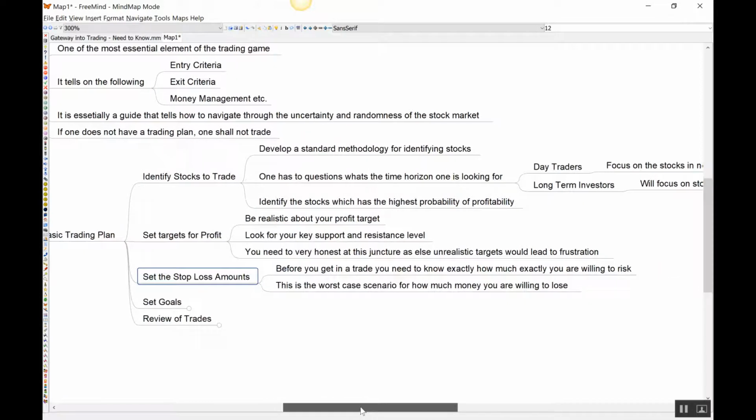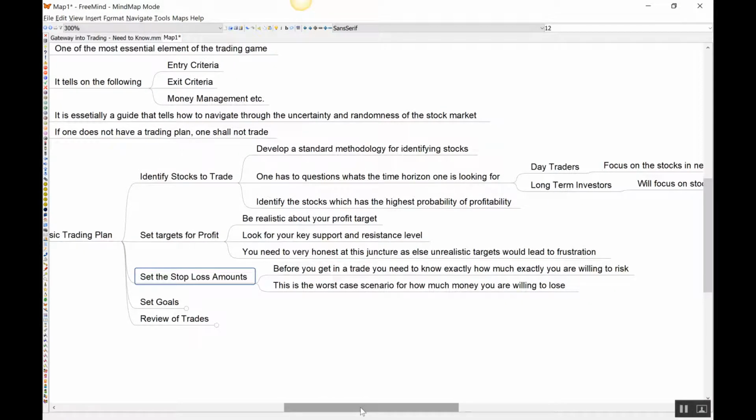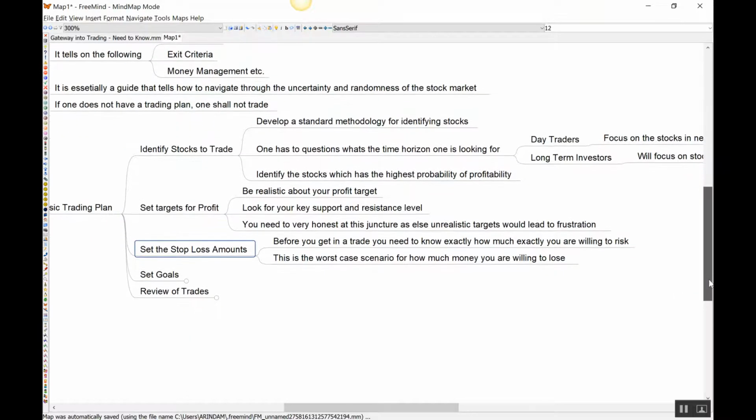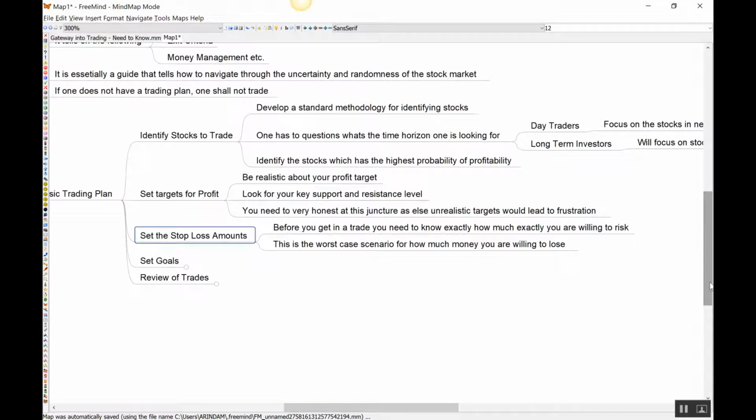The third is setting the stop loss amount. Before you get into a trade, you need to know how much you are willing to risk. This is the worst case scenario for how much money you are willing to lose. You need to understand to what extent you are comfortable if the trade goes against your directional judgment, and what's the maximum amount of loss that you can possibly take without much of a challenge at your end, right?